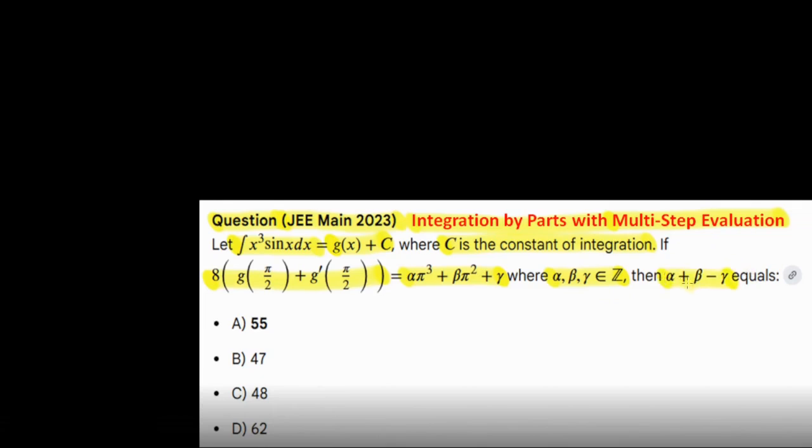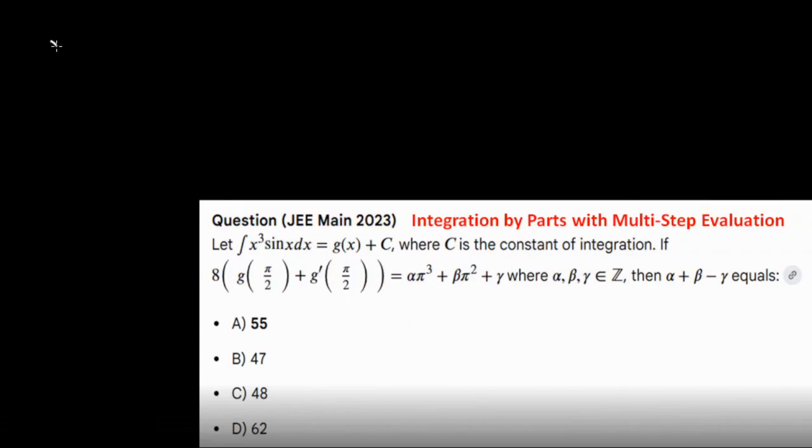JEE Main frequently pairs straightforward integration by parts of this type with a secondary system of equations like this one, involving the derivatives of the integrated function. Let us see how to solve this.